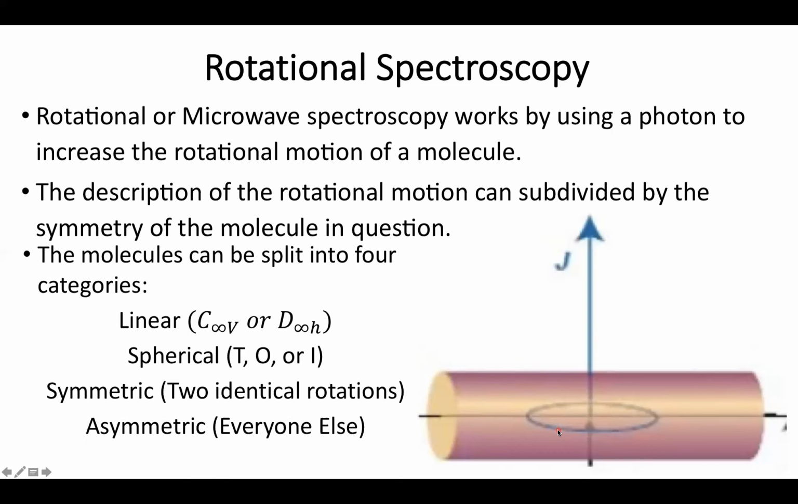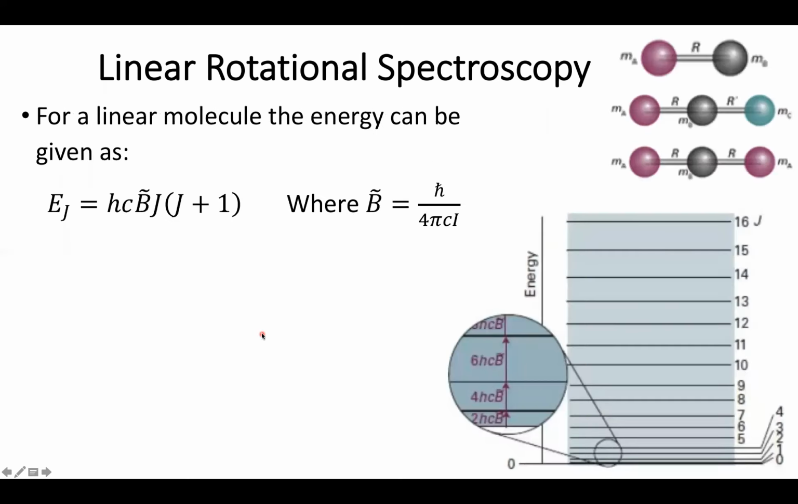Then finally, we have asymmetric. This is pretty much going to be our phrase for everyone else. So in asymmetric molecules, all three types of rotation are independent. And so we have to solve this problem kind of by hand, no real shortcuts. So not too surprisingly, we tend to focus in on these first three, where we can use symmetry to help simplify the problem. Let's go ahead and start by focusing in on our nice linear system.